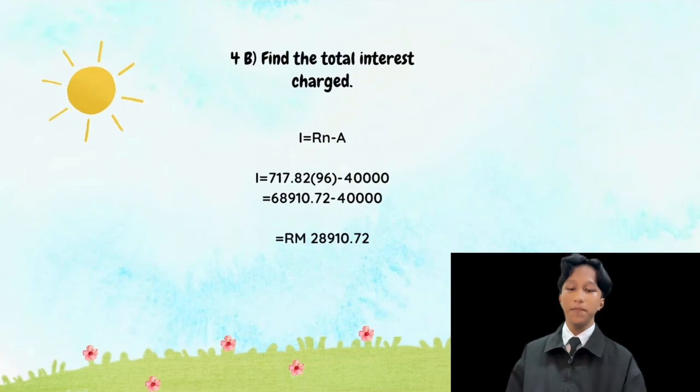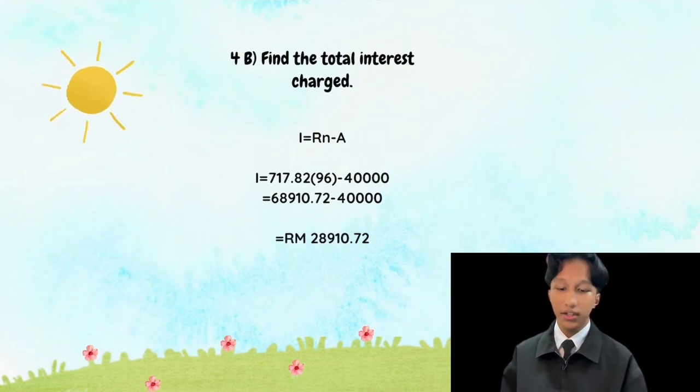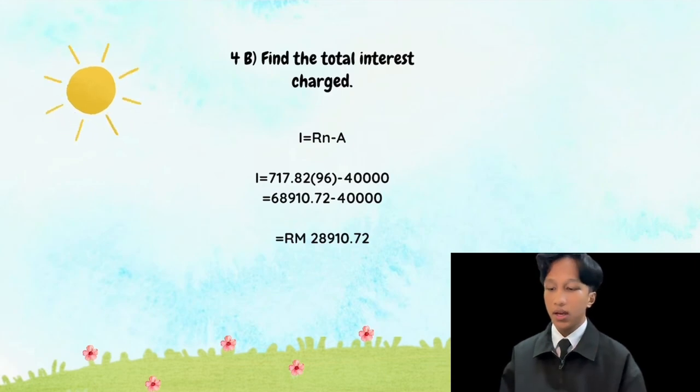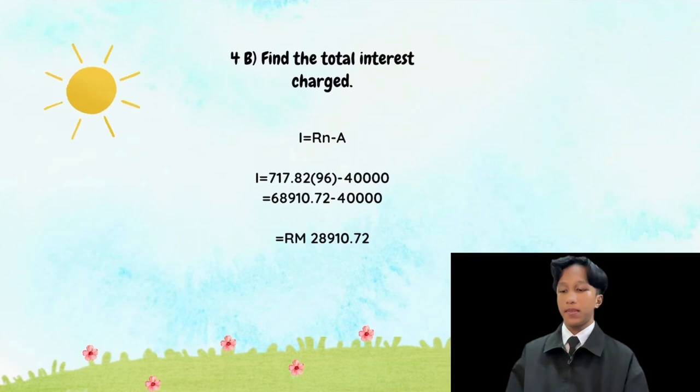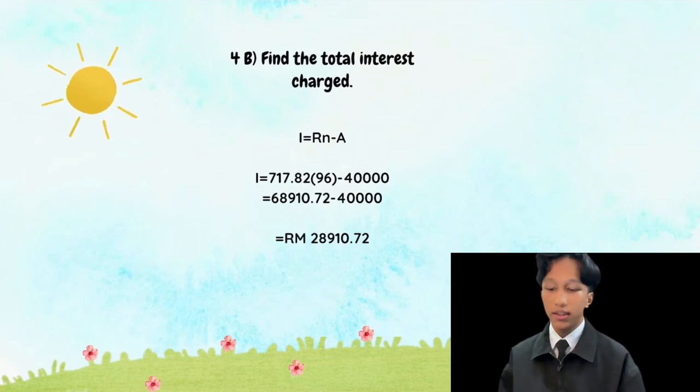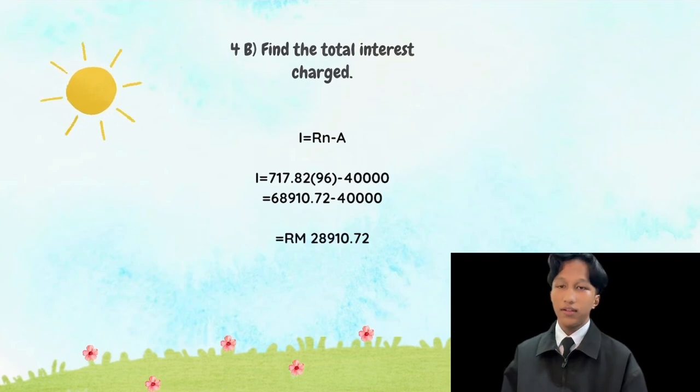For question 4b, calculate the interest charge. The total interest charge can be calculated as I equals Rn minus A. And the answer will be 28,910 ringgit and 72 cents.